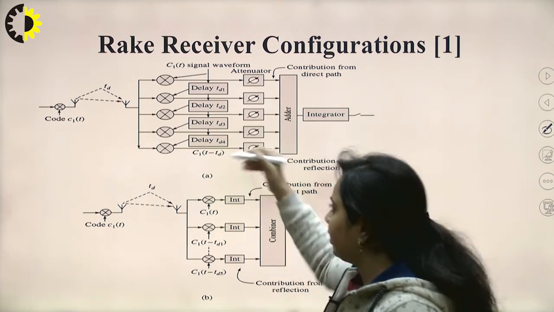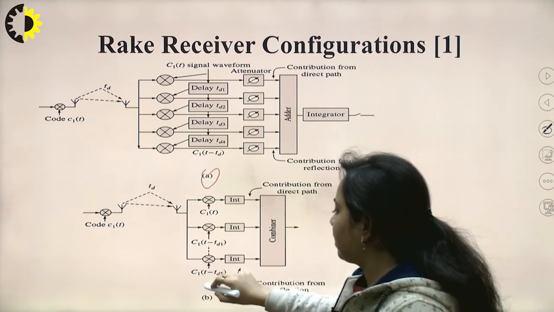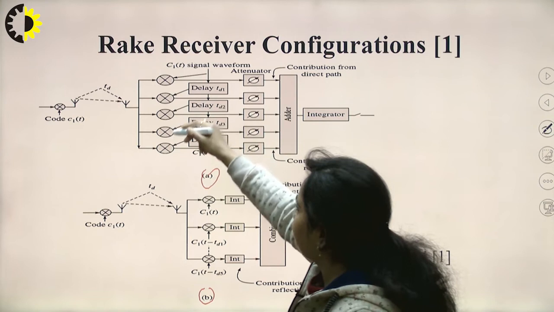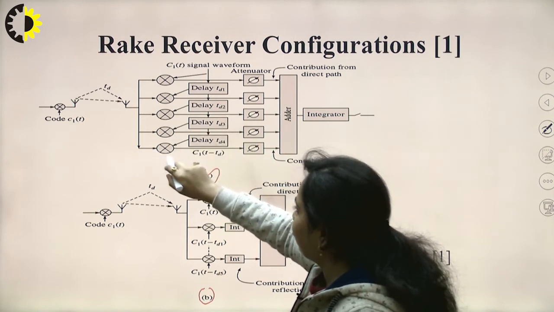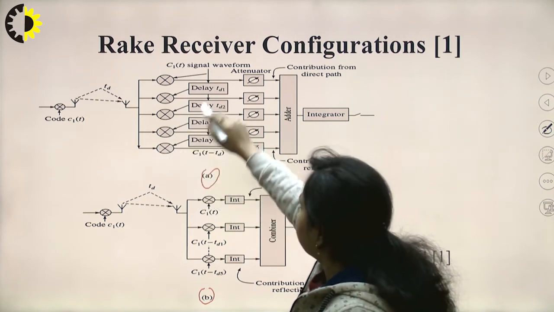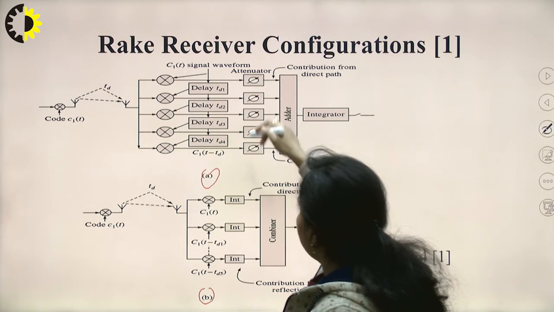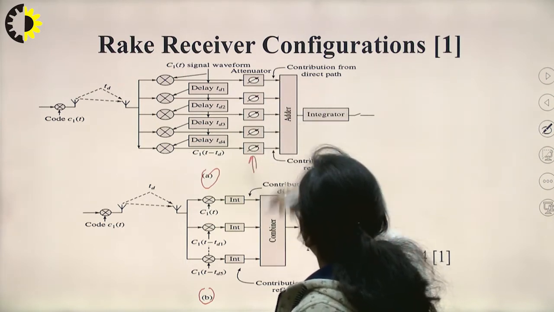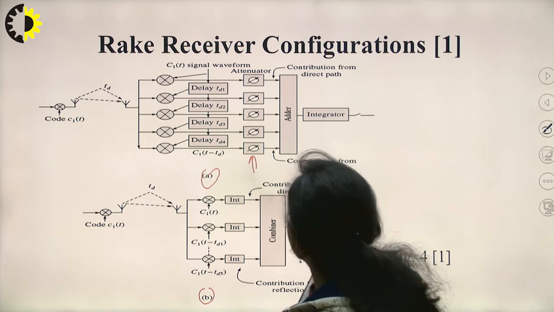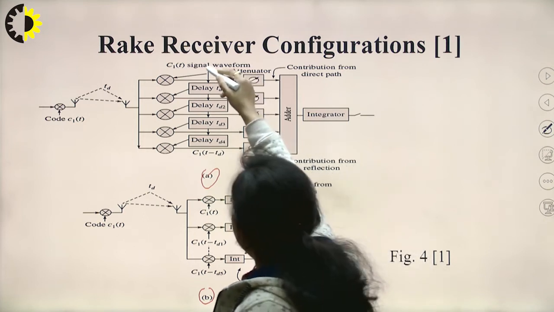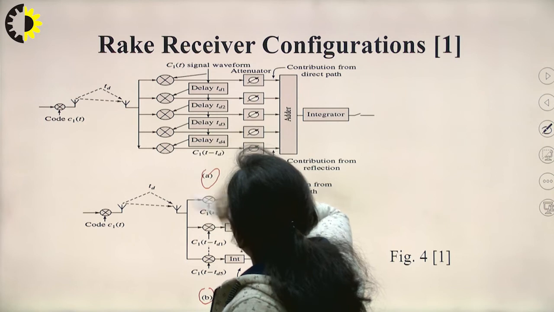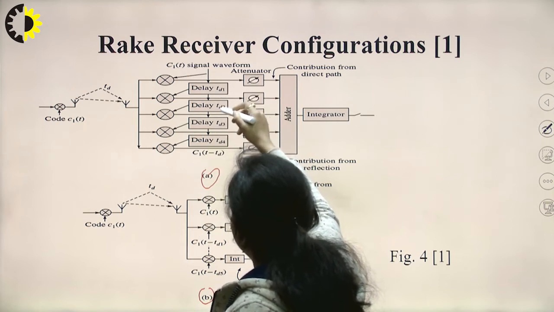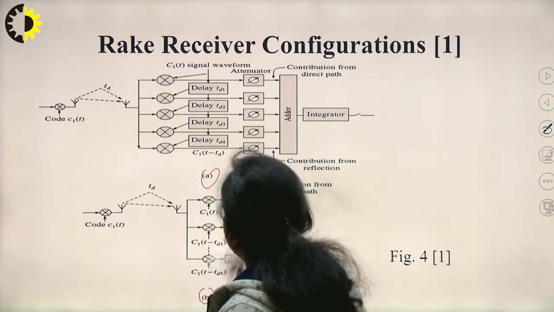Now you can see there are two diagrams. First one is A and second one is B. Now you can see that there are 5 different signals which are being applied from these multipliers. This is the signal waveform. These are the attenuators, and this is the contribution from the direct path. This signal waveform is applied to this delay. So this is delay TD1, this is delay TD2, then this is delay TD3, TD4.